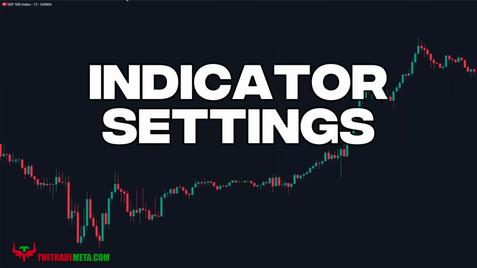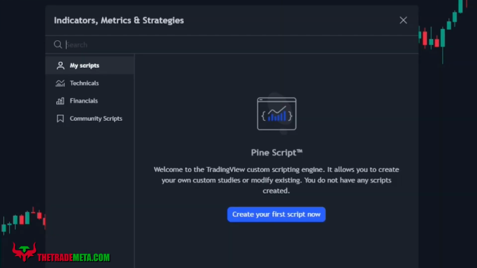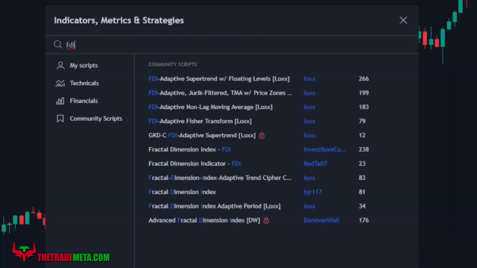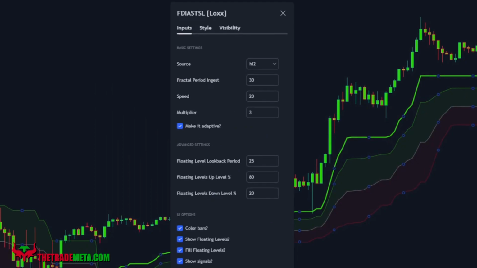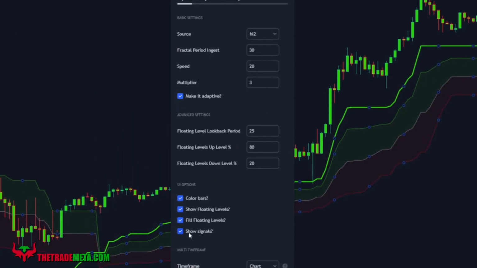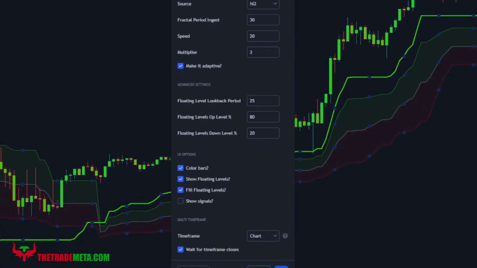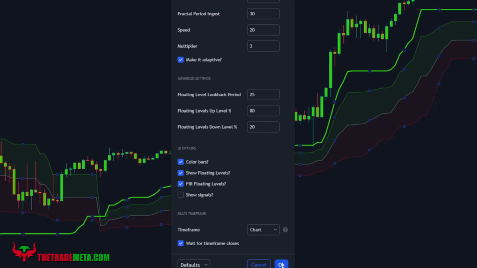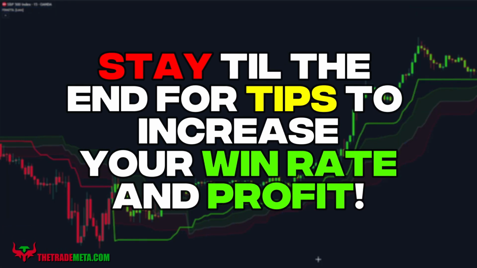Now for the indicator. Go to TradingView and go to the Indicators tab and type in FDI. And it's the first one here, FDI Adaptive Supertrend with floating levels by locks. Add it to your chart and go to Settings. We're going to untick this Show Signals box, and we're going to leave the rest at the default settings. Be sure to stay till the end of the video, because I'm going to give you a few tips to increase your win rate and profit with this strategy.